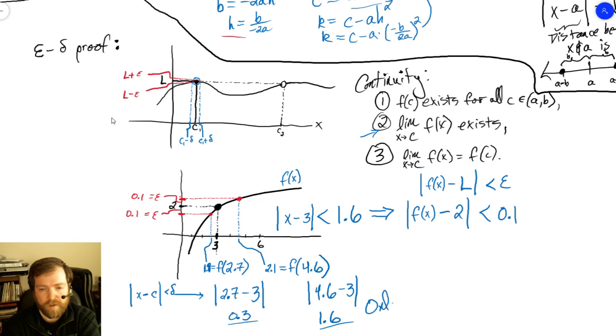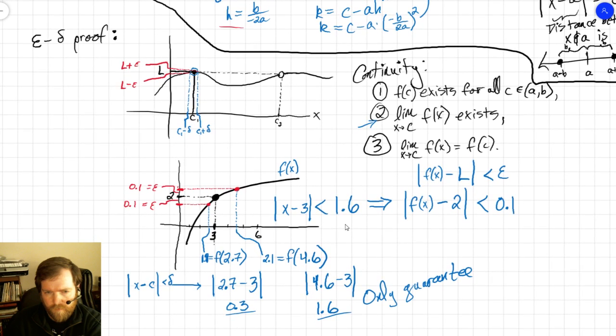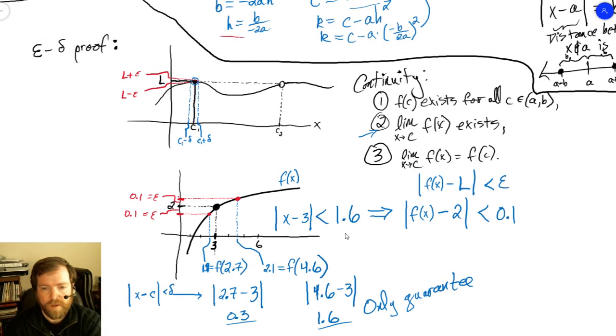Again, you can only... Oh, I'm sorry. Nope, I'm wrong. I went the other way. This is not 1.6. This one has to be the better of the two, the more strict of the two. You can only guarantee epsilon less than 0.1, or epsilon less than or equal to 0. Okay, epsilon equals.